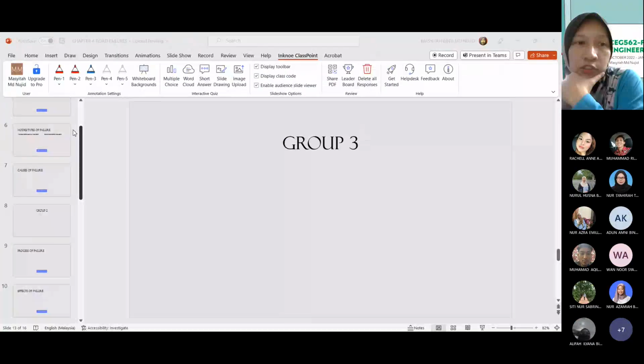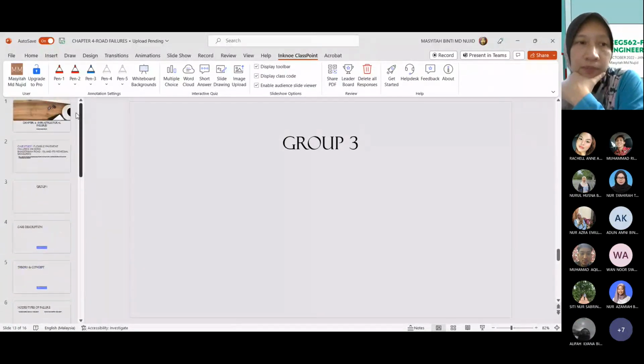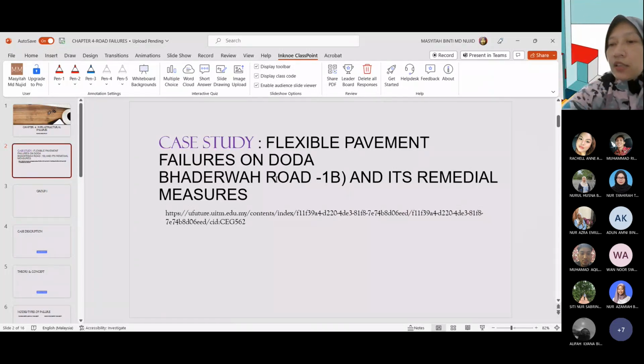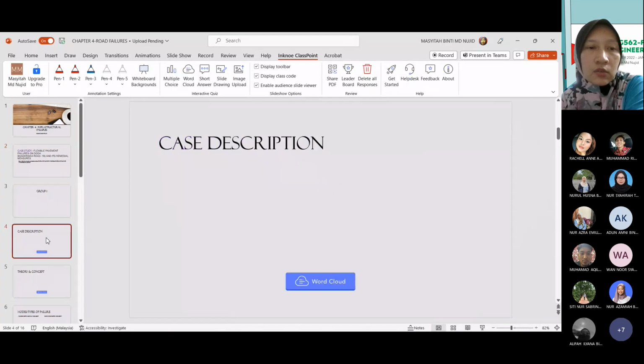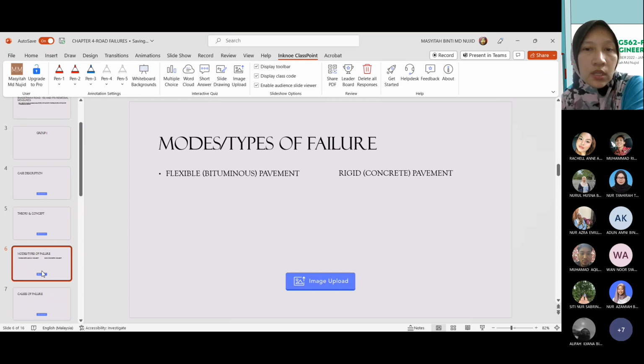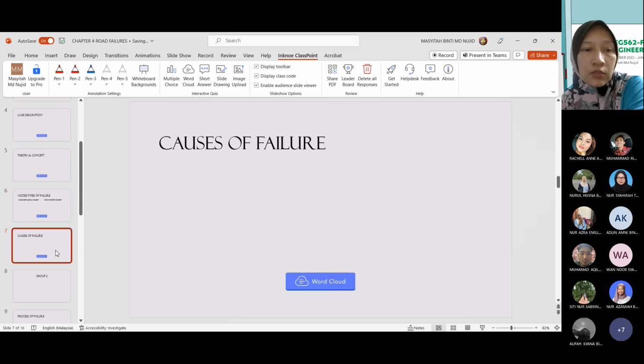Okay, saya dah listkan beberapa benda lah. Contohnya, untuk aktiviti hari ni, saya nak you ambil satu case study yang saya dah attach dalam chat area tu. Tajuk artikel tu Flexible Pavement Failures on Doda Badua Road 1B and its Remedial Measures. So, you kena take out important points from the article. For example, case description. Okay, yang ni saya assign kepada group 1 lah. Kemudian theory and concept, modes, types of failures, and then causes of the failures.